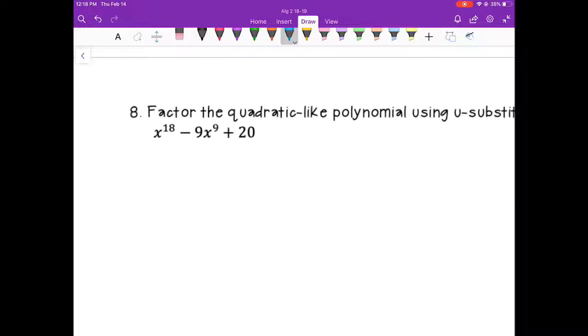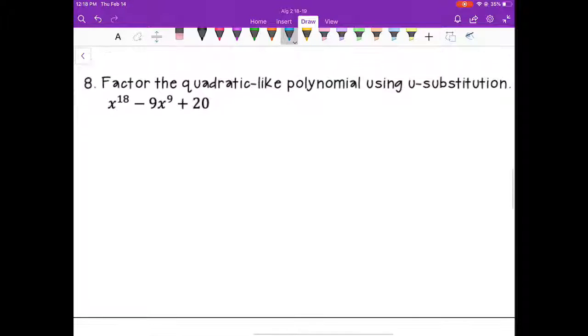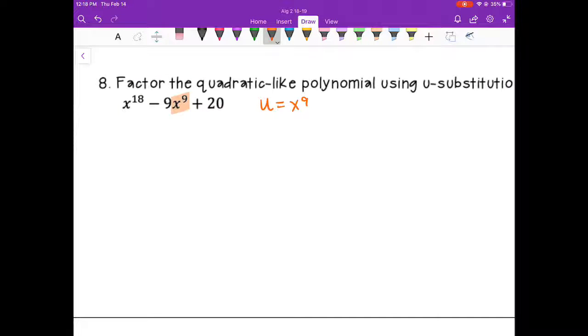Number 8, factor the quadratic-like polynomial using U substitution. Well, remember, we always first of all look for an overall GCF. I don't have one. So we always let U be equal to x to whatever power is in our middle term, after we've taken out our GCF if we have one. So we'll let U be x to the 9th. So now this polynomial looks a lot better. We have U squared minus 9U to the 1st plus 20.